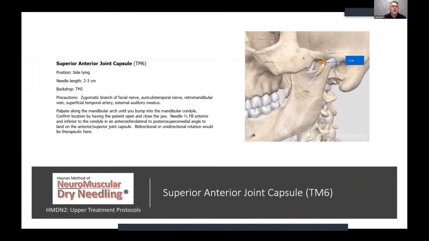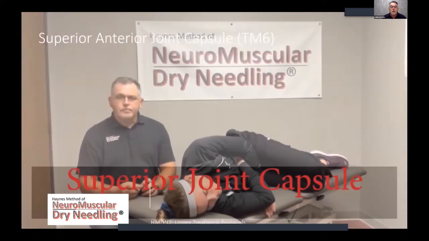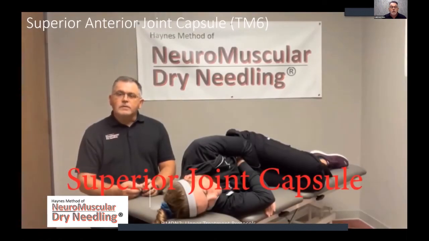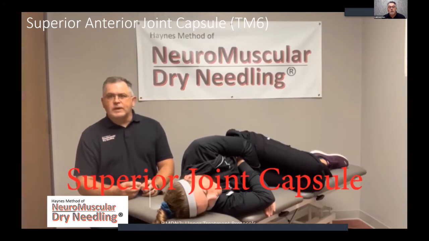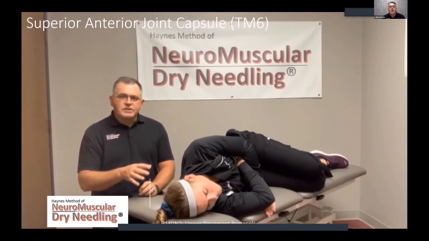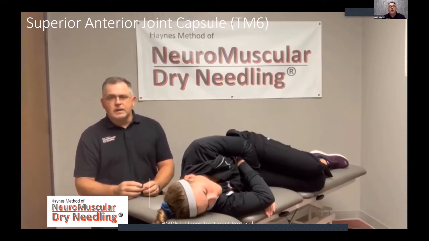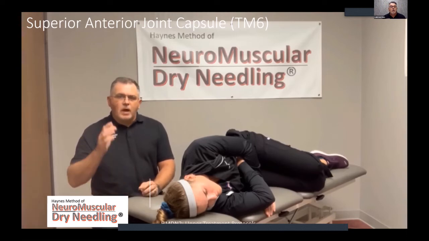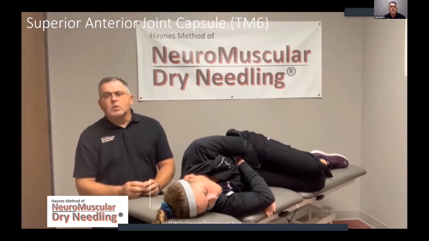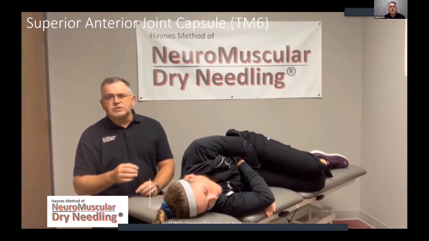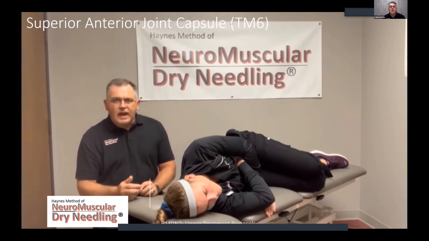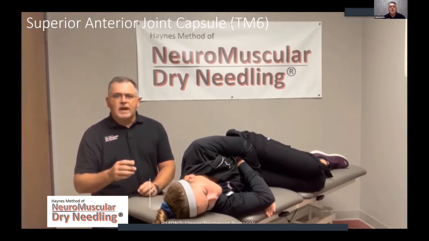For the superior anterior joint capsule, again, the sideline position with a 2 to 3 centimeter needle length with a backdrop onto the temporomandibular joint. We're going to palpate along the mandibular arch until you bump into the mandibular condyle. We're going to confirm the location by having the patient open and close the jaw.